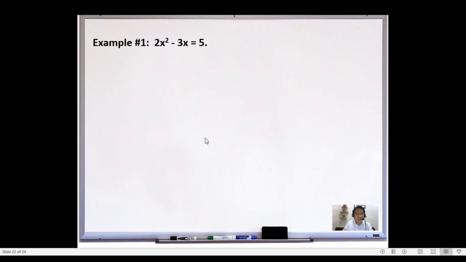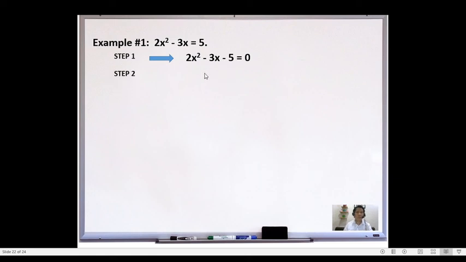Okay, so let's try to apply the steps in solving the quadratic equation 2x squared minus 3x is equal to 5 using the quadratic formula. So for step number 1, we are going to write this into the standard form. The standard form of 2x squared minus 3x is equal to 5 is 2x squared minus 3x minus 5 is equal to 0.